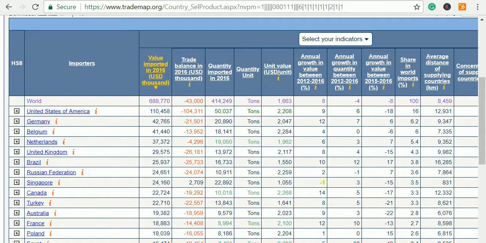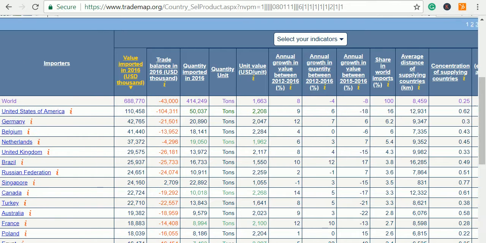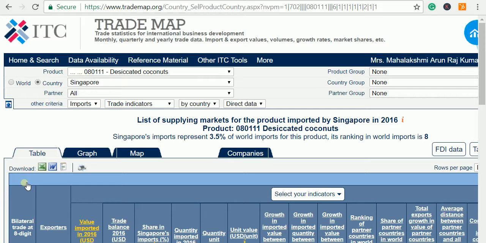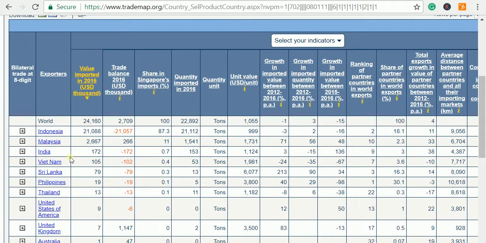Now I am going to take a particular target market. Here let's see Singapore. Singapore has a concentration of 0.77, which is quite higher than other countries. This means they are buying from few countries. I am going to check if India is one of those few countries. Clicking on Singapore, now the table shows the import substructure of the Singapore market. Scrolling down, I see India is the top exporter of desiccated coconut to Singapore, and the trade balance shows negative. That means whatever is imported from India goes to the consumer market.